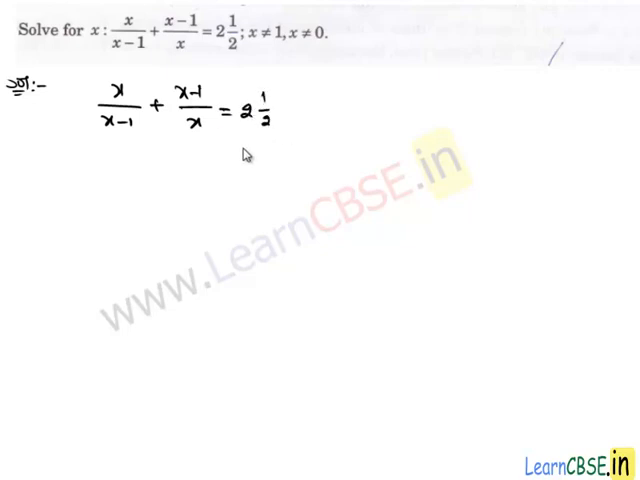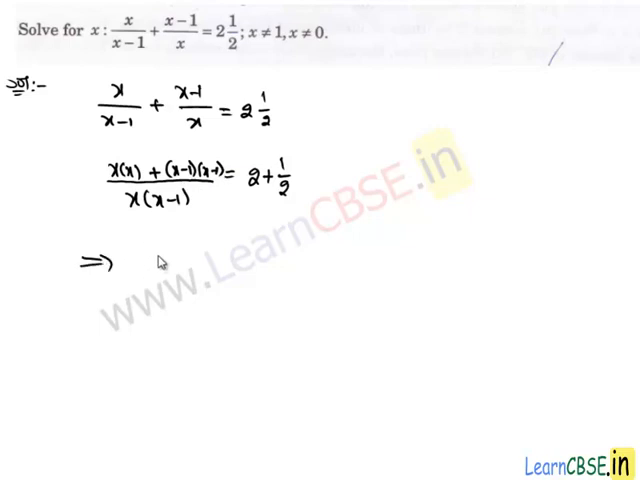Here the RHS is in mixed fraction, so we convert it into improper fraction by adding the integral part to the fractional part. And on LHS, we take the LCM of the denominators, which is x and x minus 1, and it is equal to their product. Then on numerator, we have x times x plus x minus 1 times x minus 1.